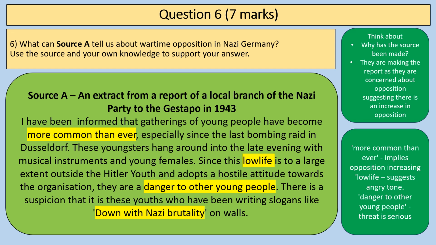So you want to be thinking about why the source has been made. So they're probably making a report as they're concerned about opposition, and that therefore suggests there's an increase in opposition. So that's what it tells you about wartime opposition. More common than ever implies opposition is increasing. Low life suggests an angry tone. Danger to other young people suggests the threat is serious. So these are sort of inferences you can be making about wartime opposition.